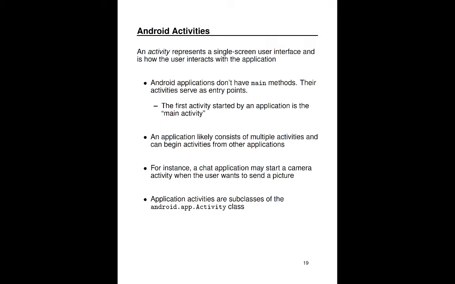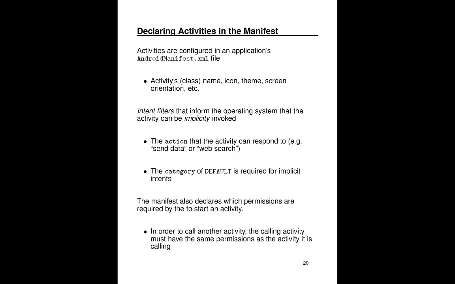Activities for your applications should descend from the Android App Activity class. Each of your application's activities should be declared and described inside the Android manifest.xml file for that application. Inside the XML file, each activity is described by its class name. You can specify the icon, which theme it uses, the screen orientation, all sorts of good stuff like that.